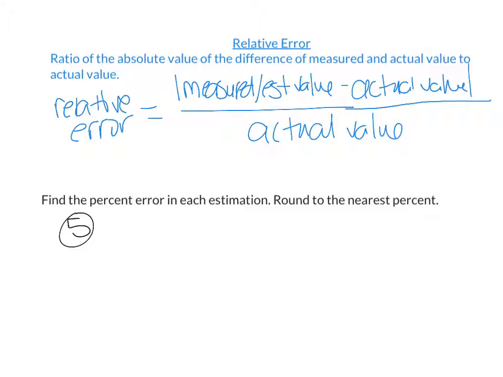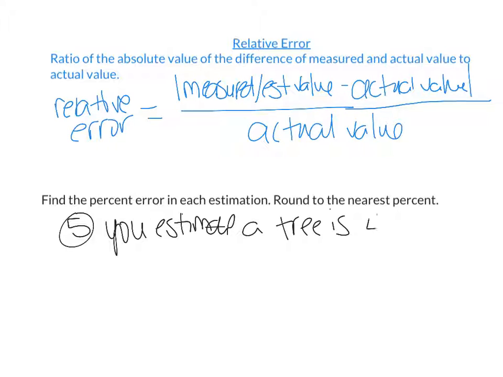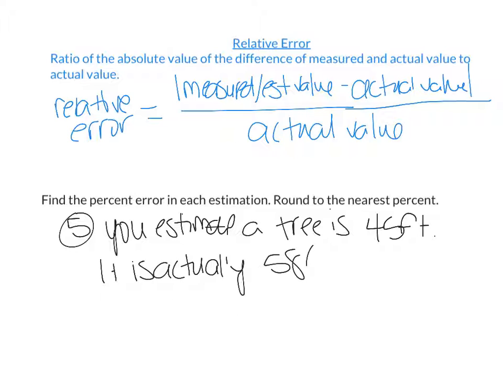So these ones are going to look kind of like this. So number 5, let's say that you estimate a tree is 45 feet tall, okay? Now, it is actually 58 feet tall, okay? So I look at it, I decide, you know what, I think it looks about 45 feet tall. Well, then I find out that it's actually 58 feet tall.